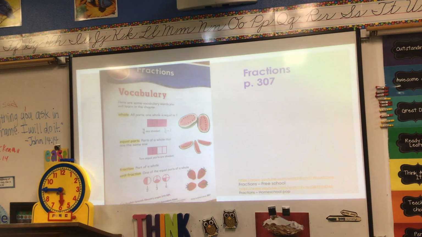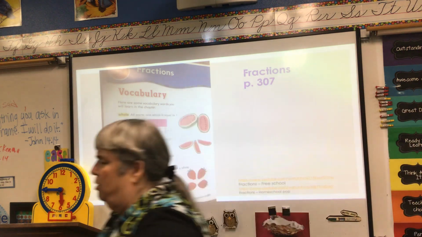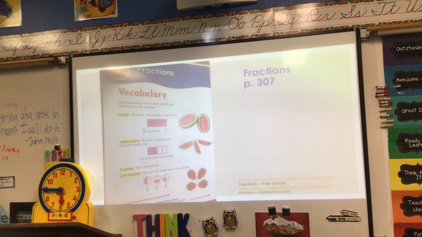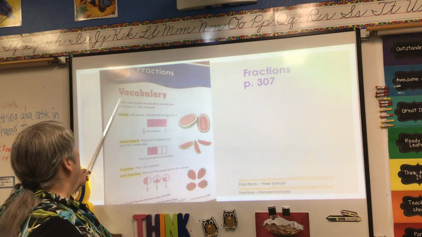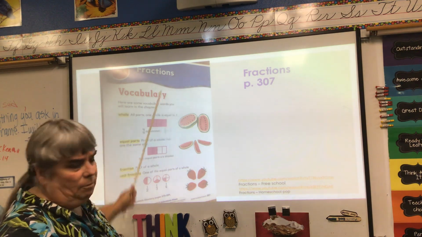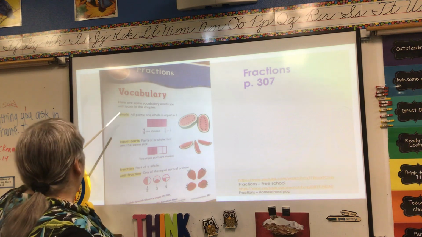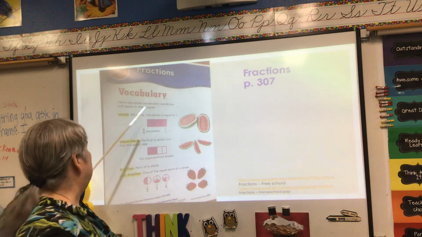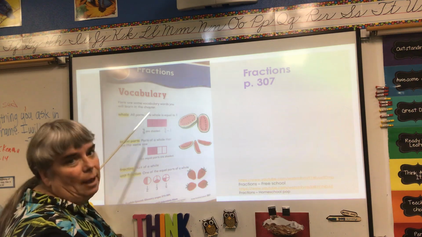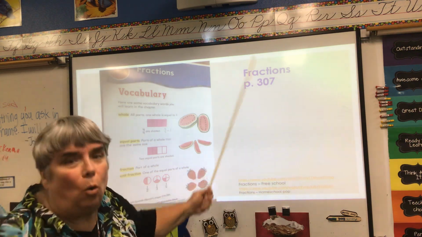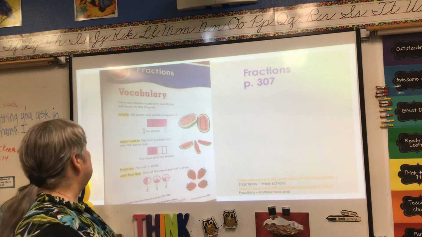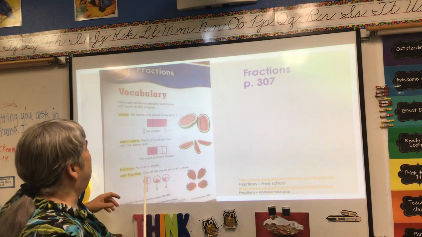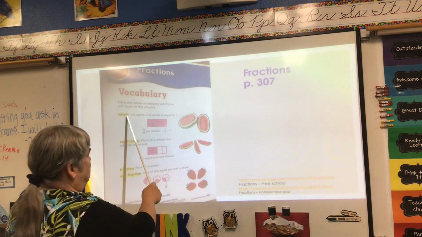Okay, so this is your first page of fractions. There's not a lot of information here, but we're just going to go over it. So first of all, we have vocabulary. Here are some vocabulary words you will learn in this chapter. Whole. I'm sure you knew what the whole was before, but we're going to talk about how you have all the parts.